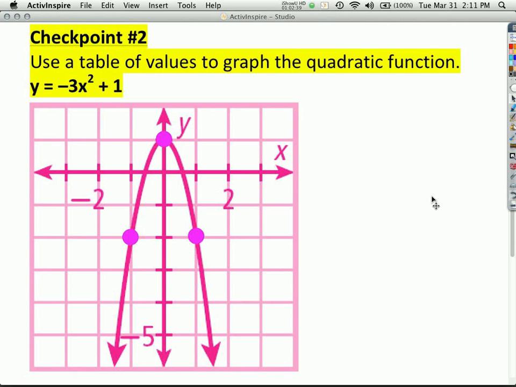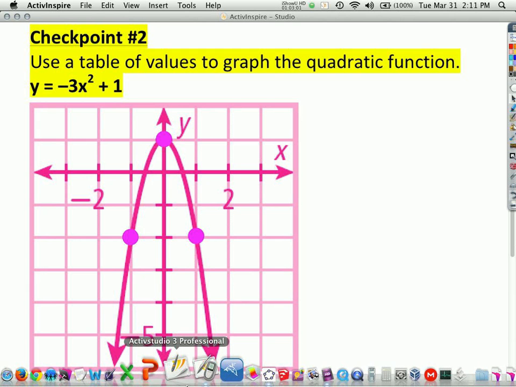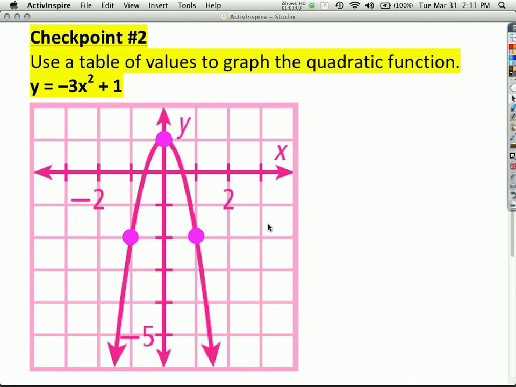You should have generated the points 0, 1, 1, negative 3. What is it? 1, negative 2. Negative 1, negative 2, and then negative 2, negative 11, and positive 2, negative 11. So you should have your graph going all the way down here, all the way to negative 11. But you can tell that this is what your graph should look like.